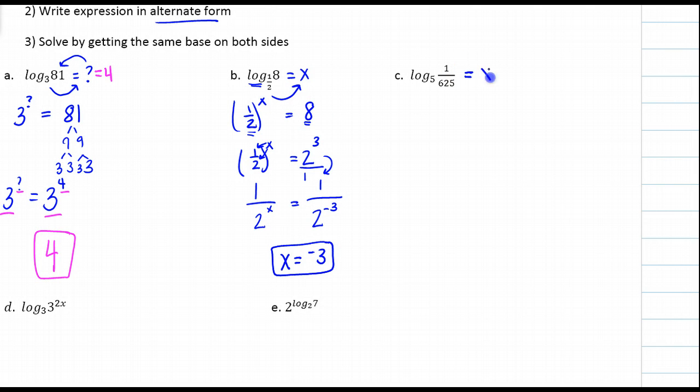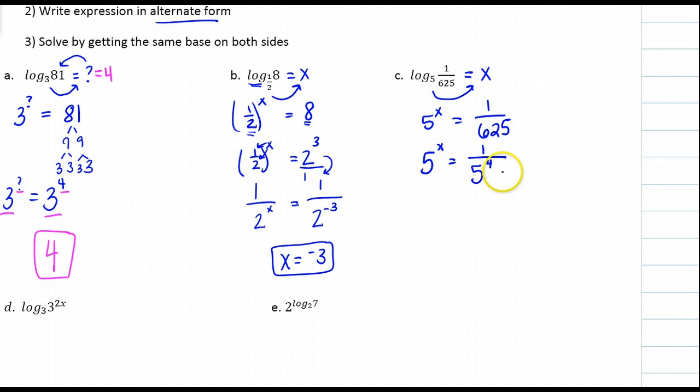Now I'm going to say equals x. So 5 to the x power equals 1 over 625. And I know I'm always looking for the same base. You know, that's solving for the variable: step 1, step 2, write it in the alternate form, and 3, I need to solve by getting the same base on both sides. So 5 to the x is the same as 1 over 5 to the 4th power. If you break down 625, it's the same as 5 to the 4th.